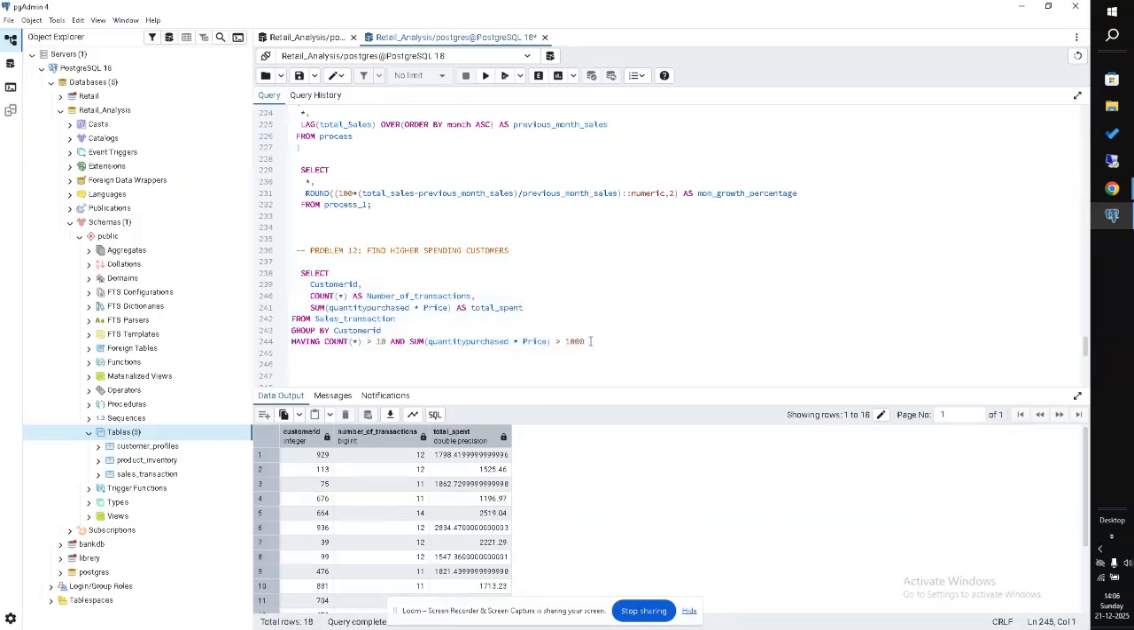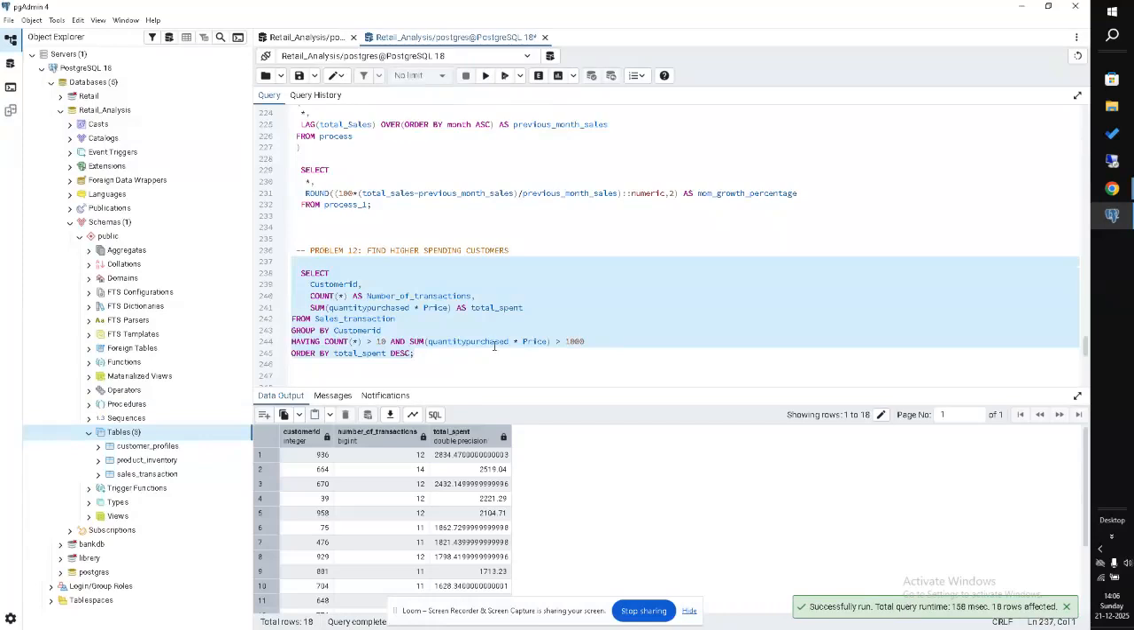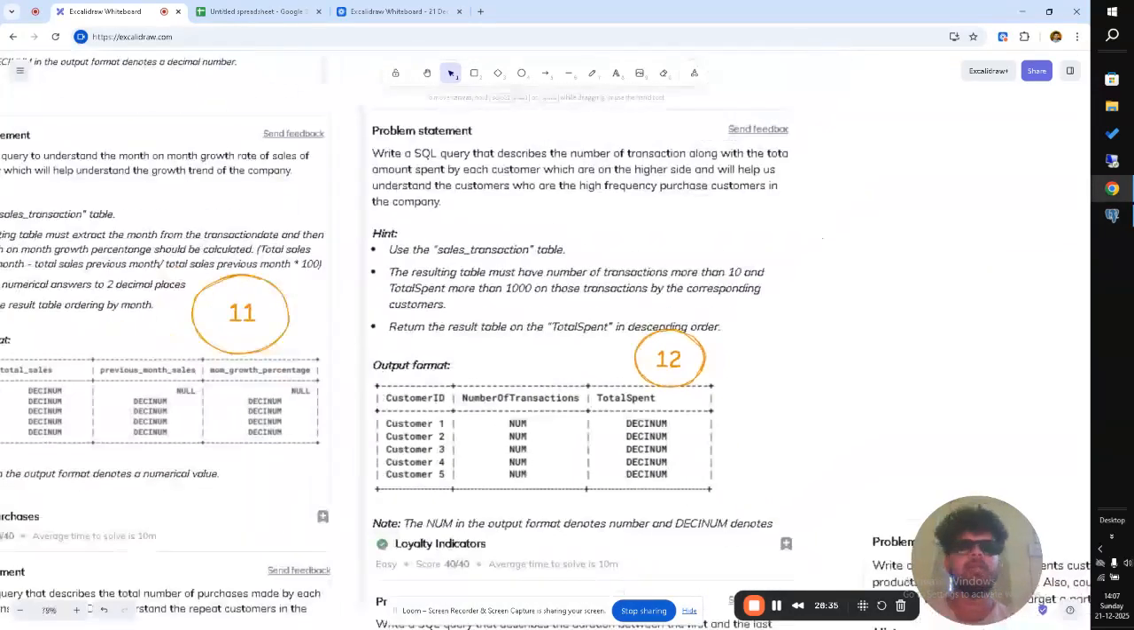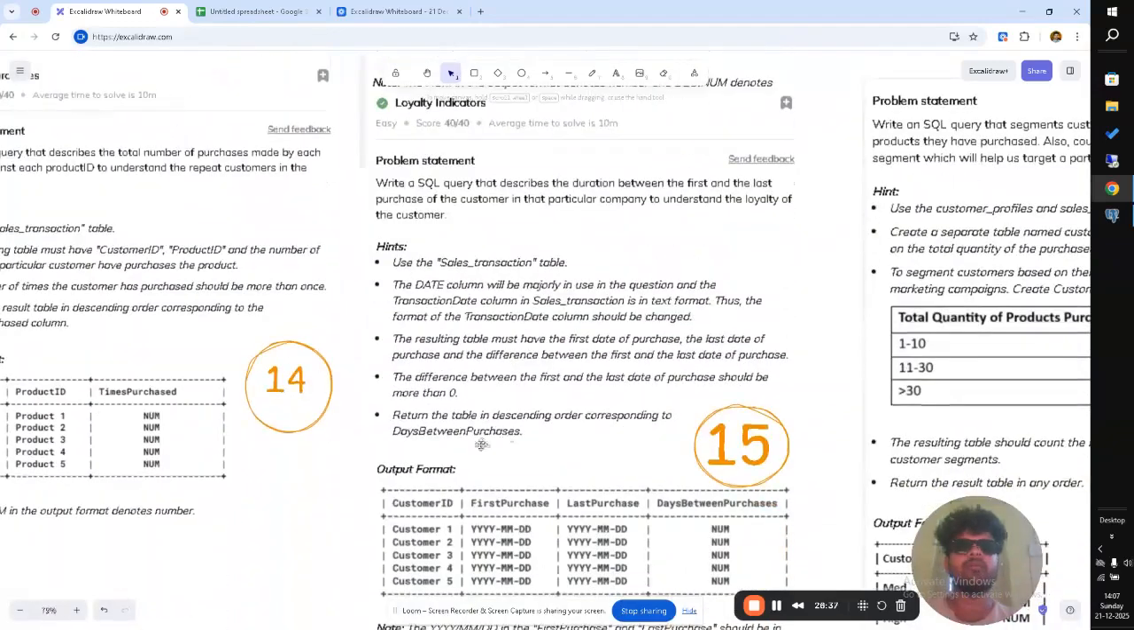And order by total spend in descending order. Yes, customer ID 9936, having number of transactions 12 and total spent amount is actually the maximum among all customers, which is 2,834 units and 47.47. Okay, we solved number 12. Now moving to number 13.